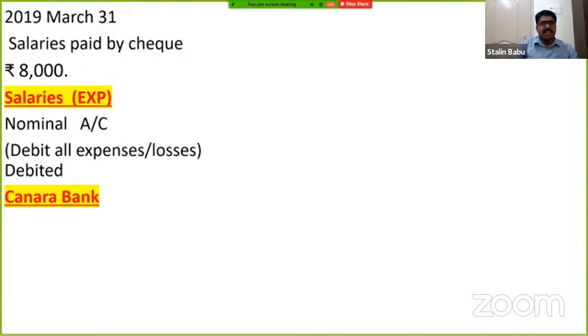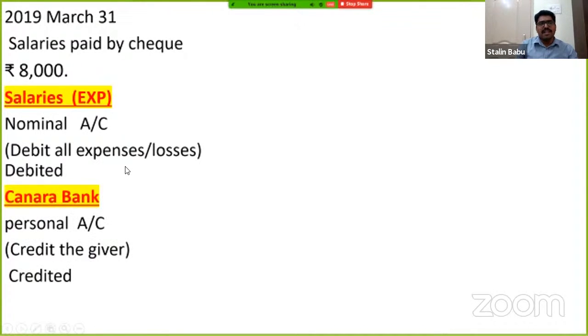Debit the receiver, credit the giver. So Canara Bank is the giver of the cash, so Canara Bank account should be created. The entry is salaries account debit to Canara Bank account.